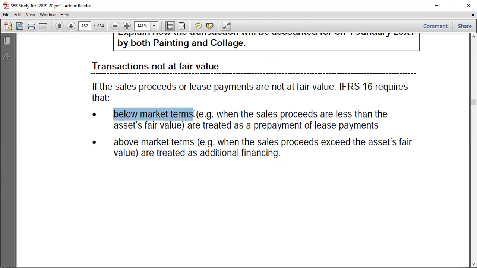Below market terms, for example, maybe when sales proceeds are less than the asset's fair value. You know, the asset has a fair value of 40 million, but you sell it for 30 million. We record this no more, but we have to make some adjustments, because what does that signify? These should be treated as prepayments of lease payments. Did you see this? You sell an asset for 30 million, but actually you should have received 40 million.